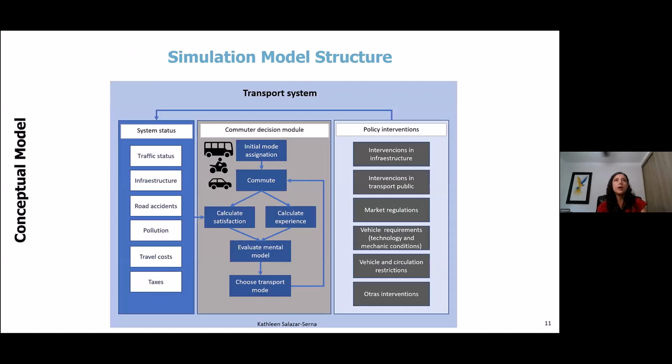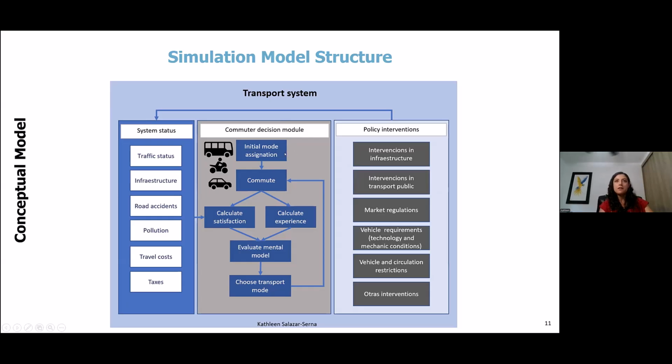And now here we have the representation of the transportation system, where we define a decision module for the agents. And we also have some policy interventions, like improving infrastructure or improving the public transportation service or having market regulations. This changes the status of the system, and that also influences in the decision making of the agent.